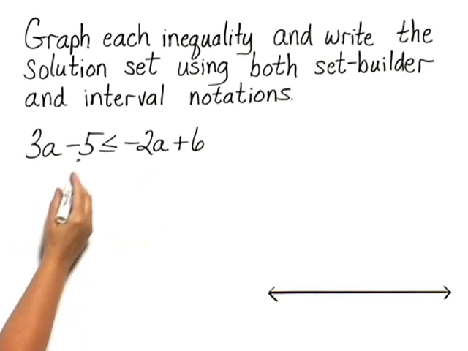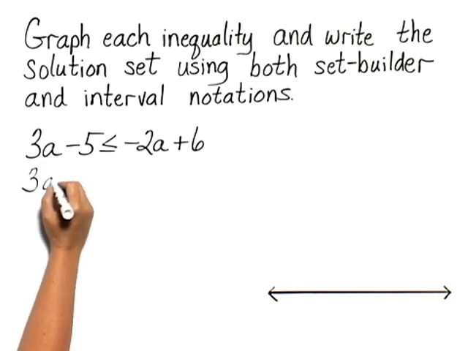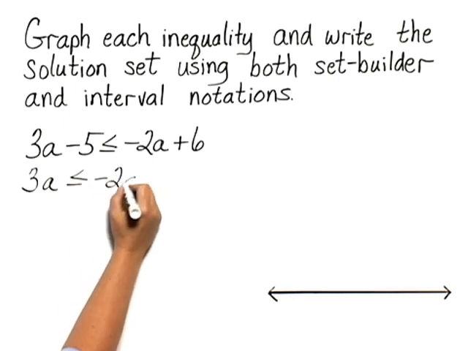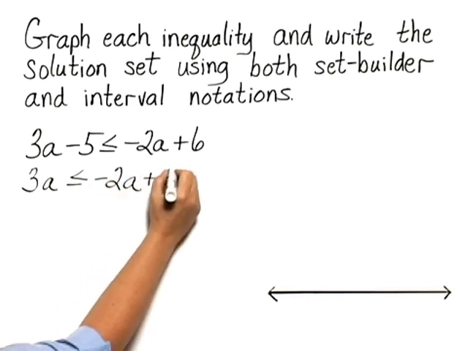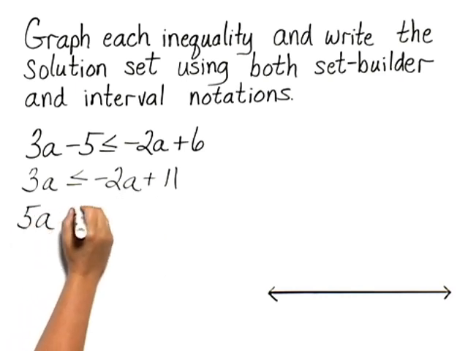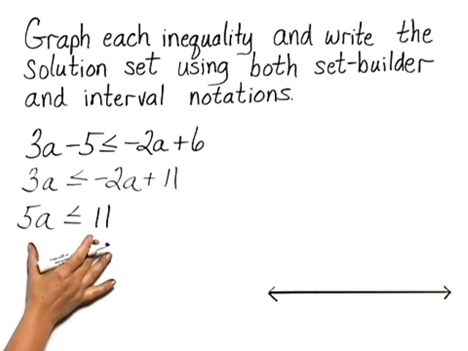I begin by adding 5 to both sides of the inequality, and that gives me 3a is less than or equal to negative 2a plus 11, since 6 plus 5 is 11. Now I can add 2a to both sides of the inequality, and I have 5a is less than or equal to 11. And now I can multiply both sides of the inequality by 1/5.